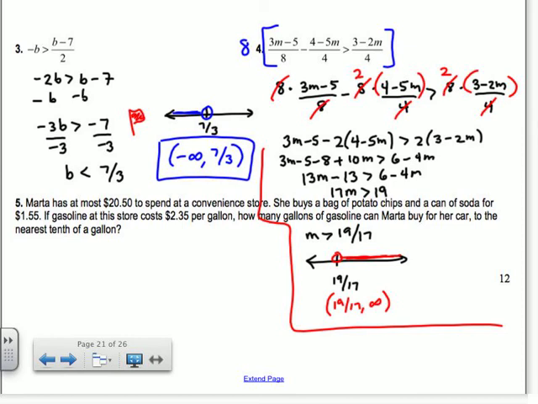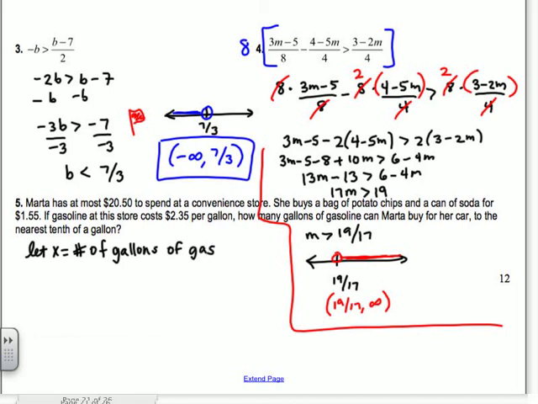All right, so what should we let x be? Yeah, the number of gallons of gas, right? So each gallon's costing $2.35, so you're going to have $2.35 times x. So basically, if I bought 3 gallons, it'd be 3 times $2.35, right? 10 gallons would be 235 times 10, so 2350.